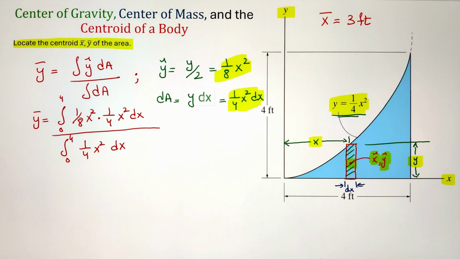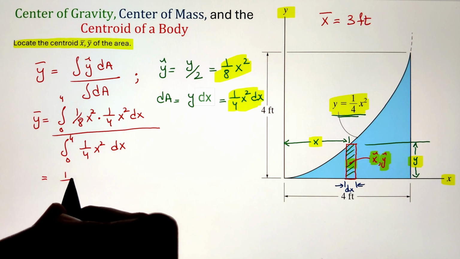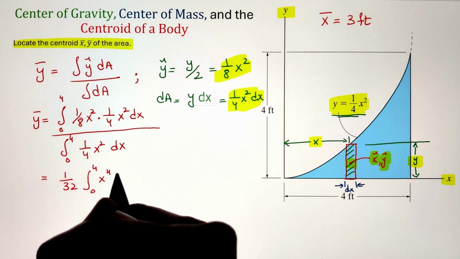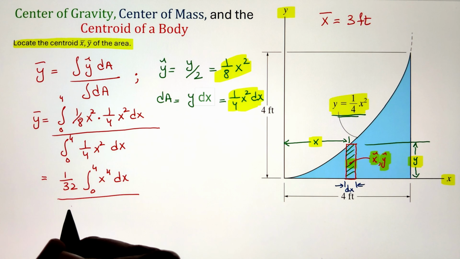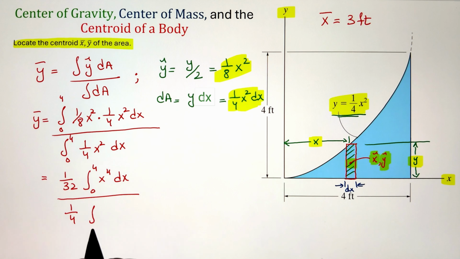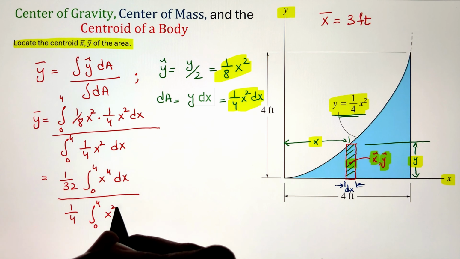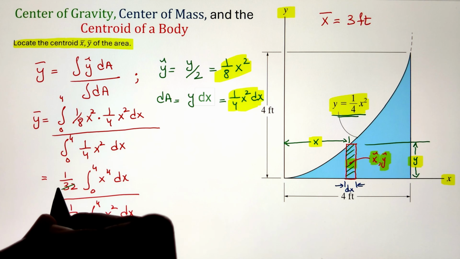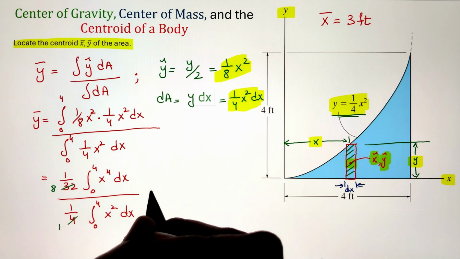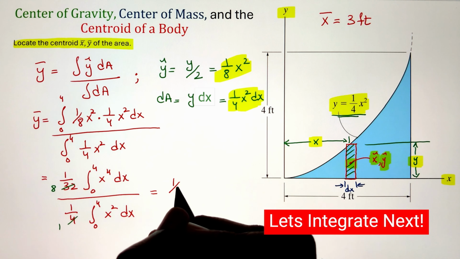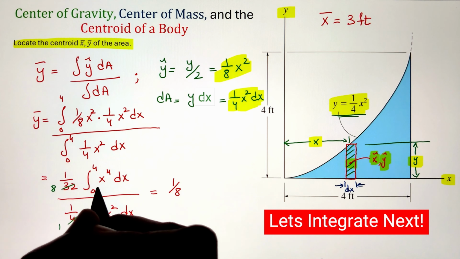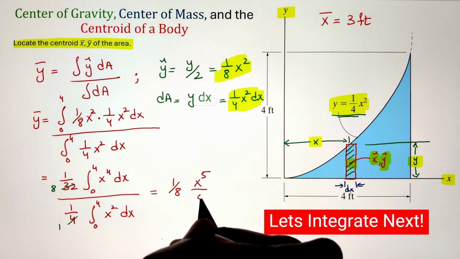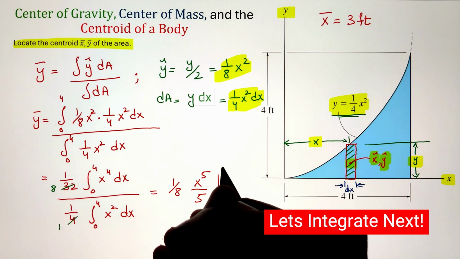Again, the limits here are from 0 to 4 as the width along the x-axis is 4 feet. Now we can go ahead and simplify that. 1 over 32 can be cancelled out with 1 over 4. That will give us 1 over 8. Next, again, we have to apply our integration. So the integration of x raised to power 4 with respect to dx is x raised to power 5 divided by 5. Similarly, x squared is integrated and becomes x cubed over 3.